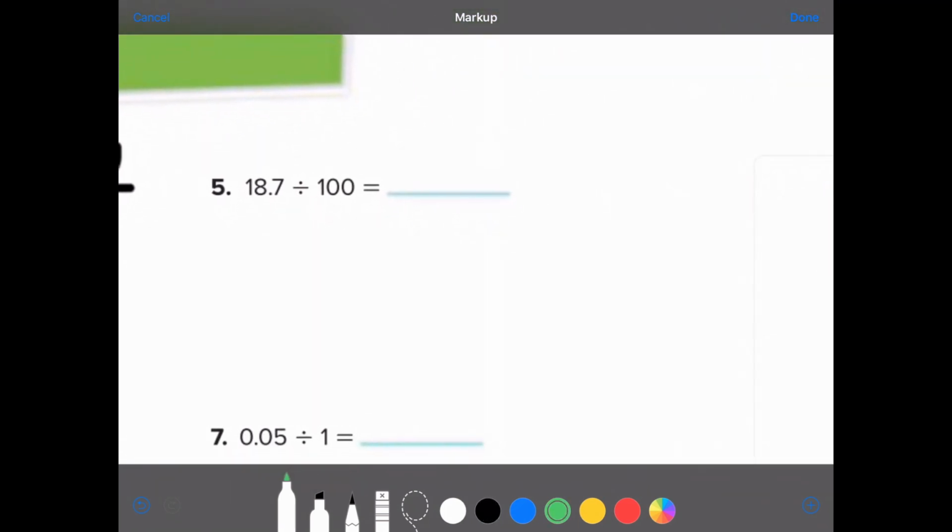Okay, here we go. 18.7 divided by 100. There's 2 zeros there. So we're going to move it 2 spots. 1, 2, decimal spot. So our answer is going to be 0.187, and we're going to do a placeholder 0 right there.